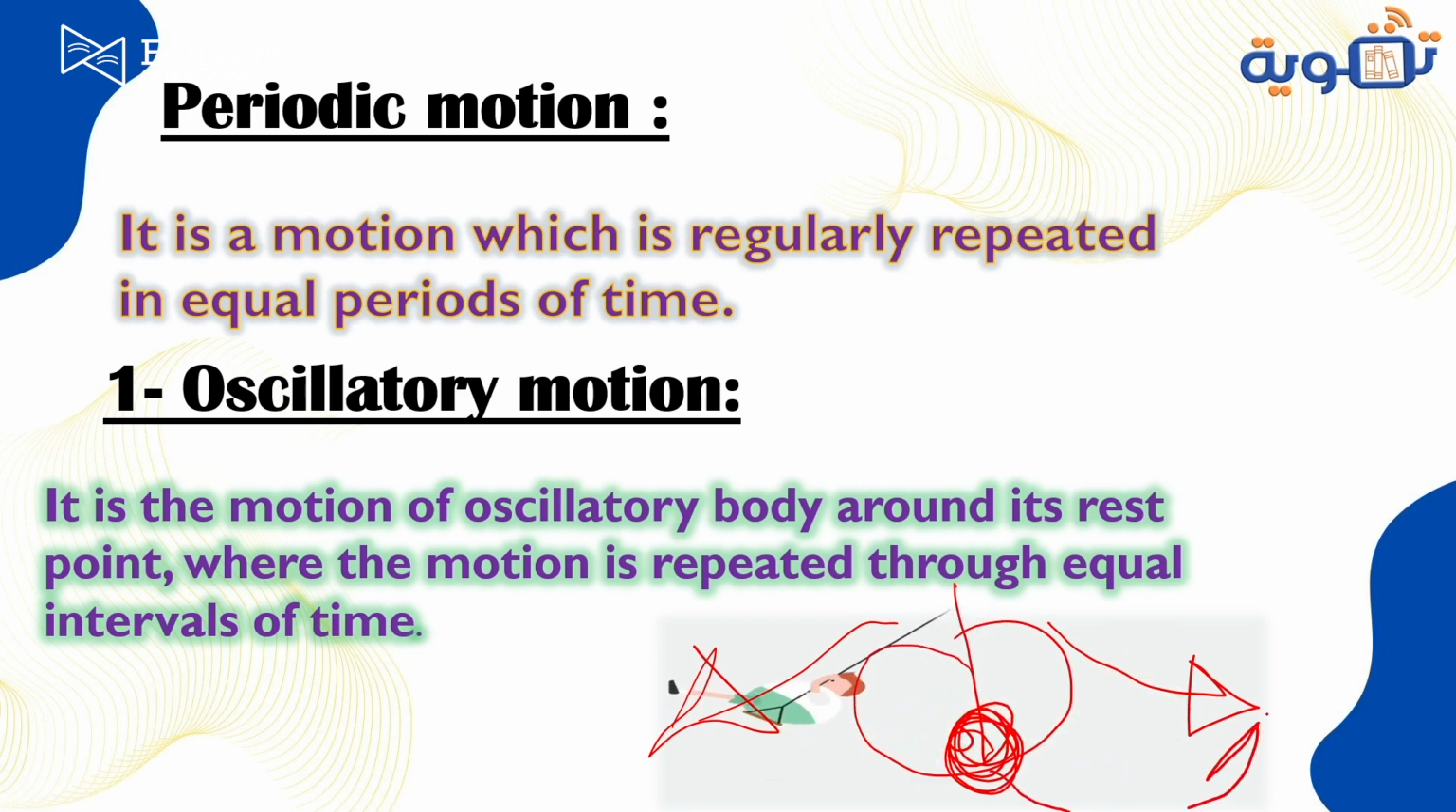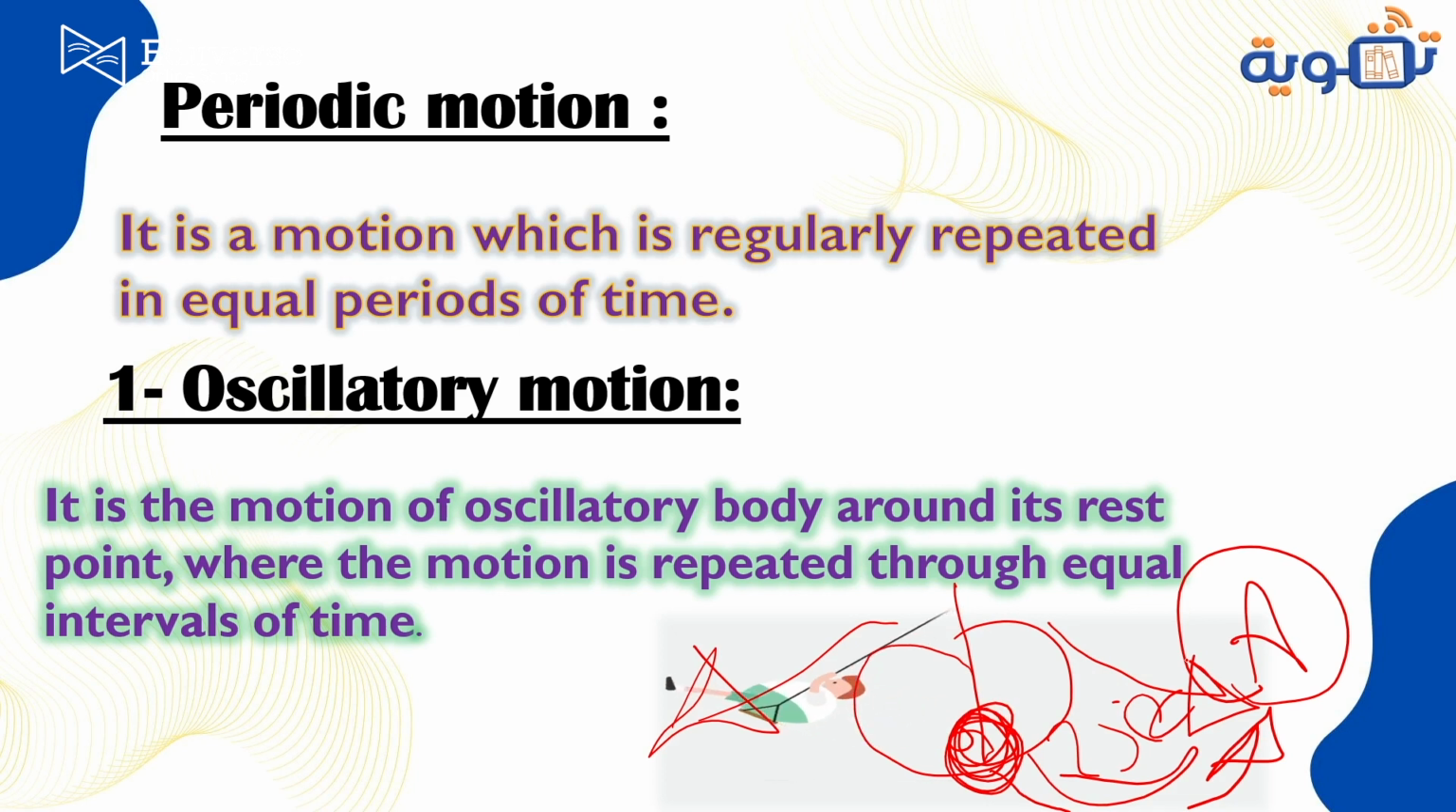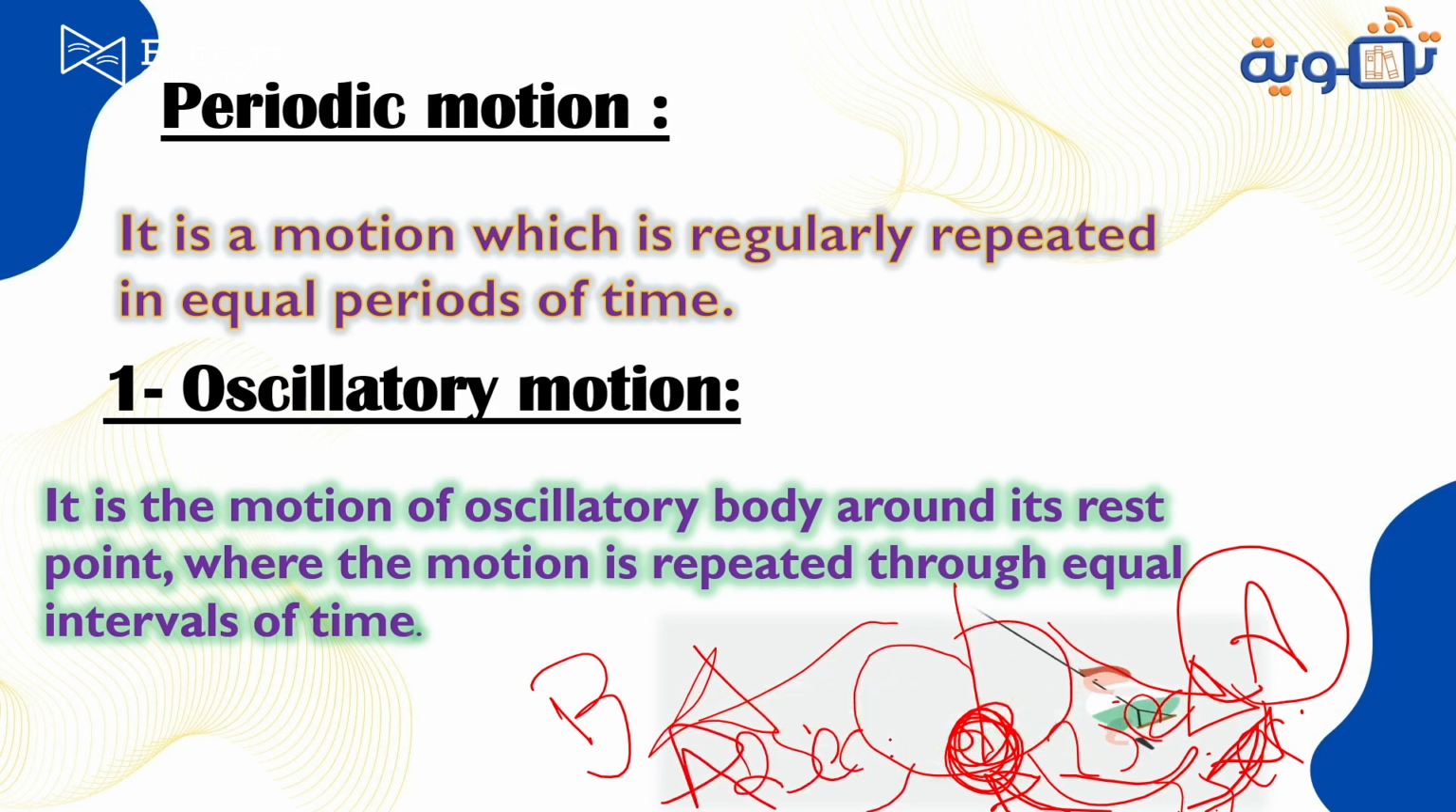The motion here to the right side, which is called A, takes, for example, 2 seconds. And when it returns back to the rest position, it takes also 2 seconds. When it moves from the rest position to point B at the left side, it takes also 2 seconds. And when it returns back again to the rest position, it takes also 2 seconds. So, like we said, oscillatory motion means motion of an oscillatory body around its rest point or rest position, where the motion is regularly repeated at equal periods of time.